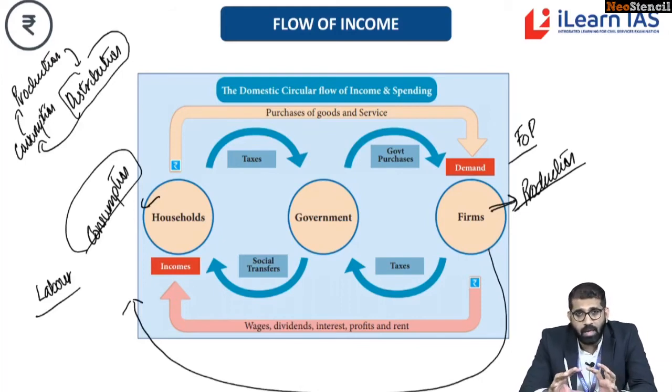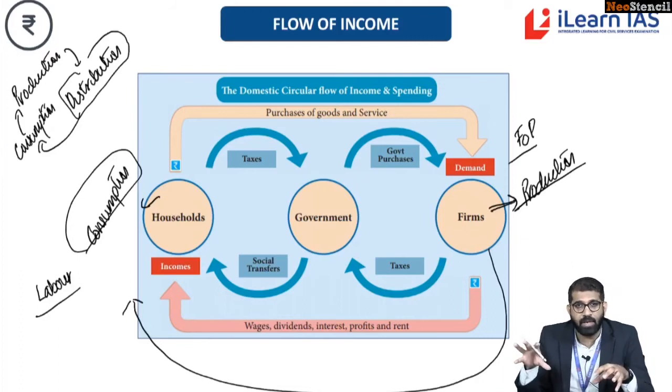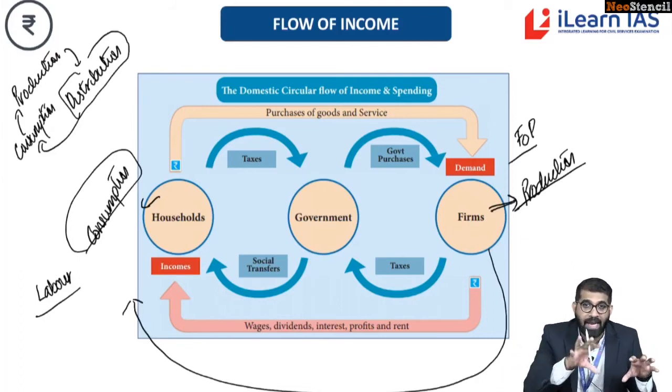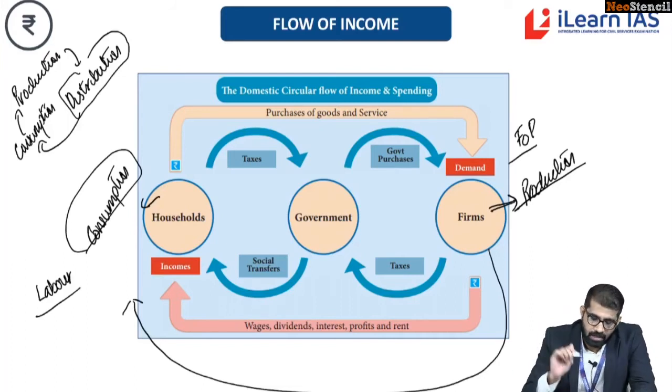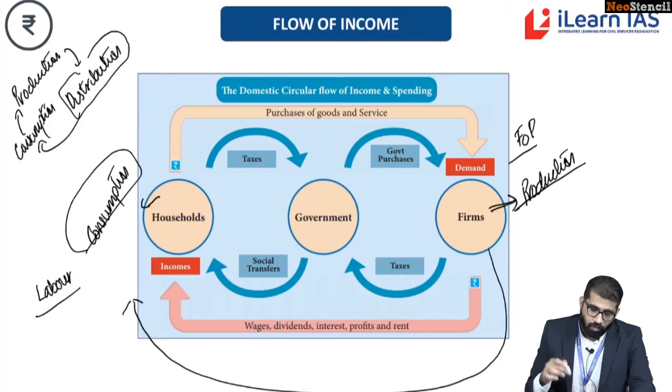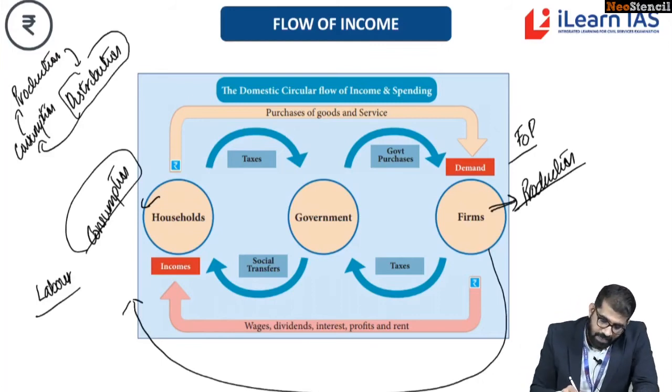Now we'll include the government in this particular equation. What happens when we include the government in the equation? How does this income flow actually change? How does the interaction between the firm, the household and the government take place? So let's discuss that. Now what will go from the household to the government? What kind of payment does the household make to the government? It will be in the form of taxes.